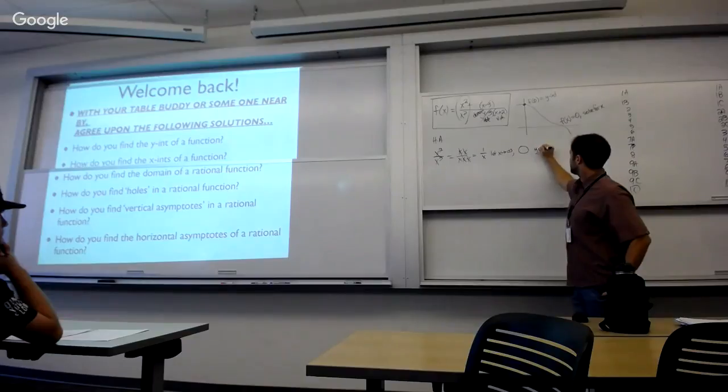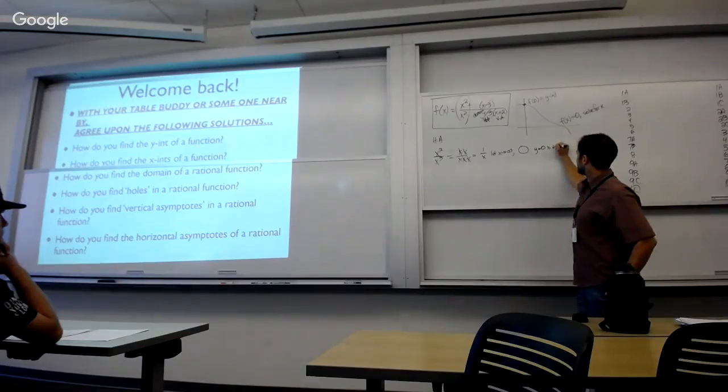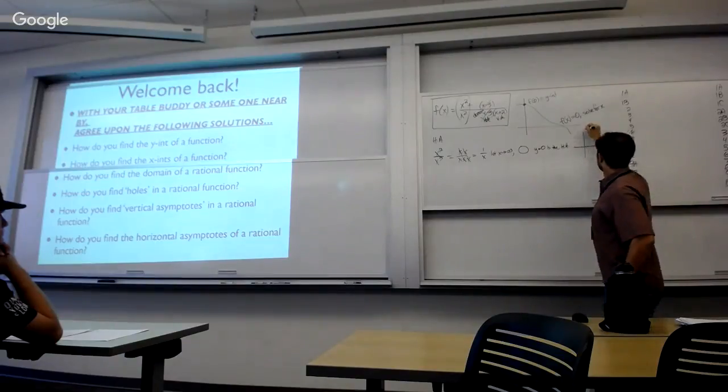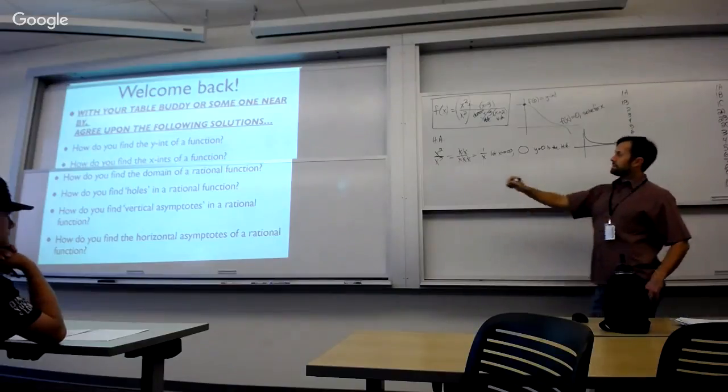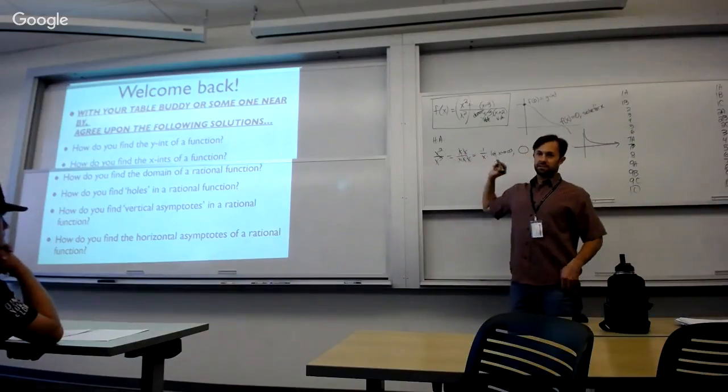So y equals 0 is the horizontal asymptote. And your graph will have an asymptote that goes down to 0. So that's if the degree is smaller in the numerator than in the denominator.